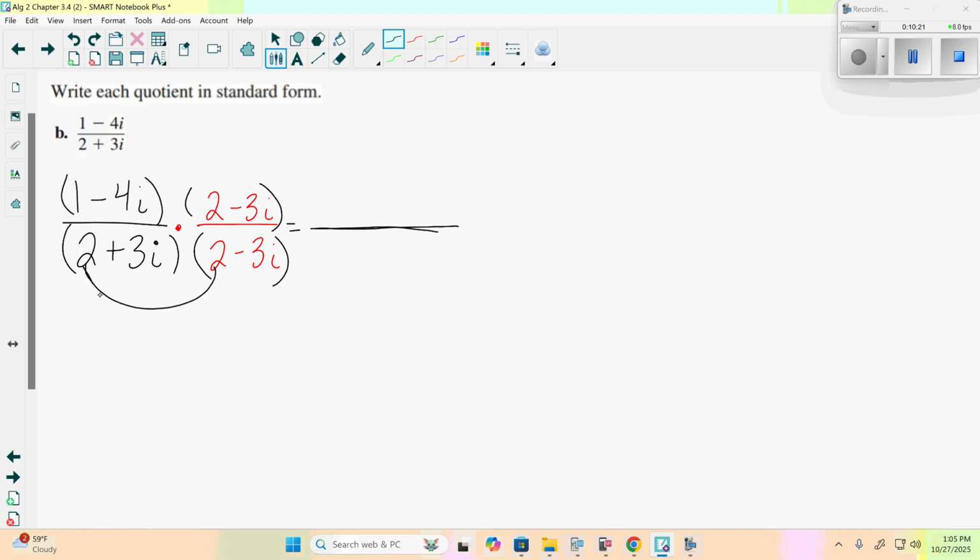So here, we're going to distribute through. 2 times 2 is going to give us 4. 2 times negative 3i is negative 6i. 3i times 2 is going to be plus 6i. And 3i times negative 3i is going to be negative 9i squared.